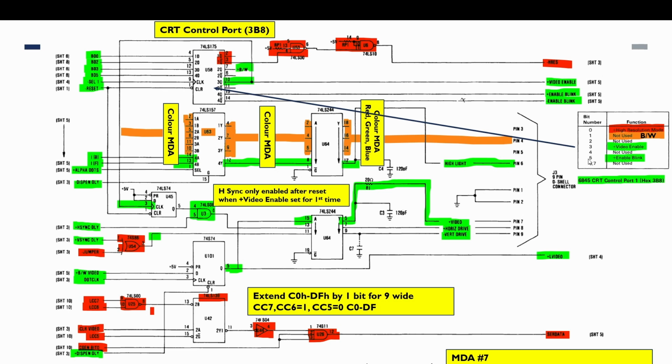And finally, bit 5 is used to enable blinking. If this is set to 1, then characters will blink if the attribute 7 bit is set.